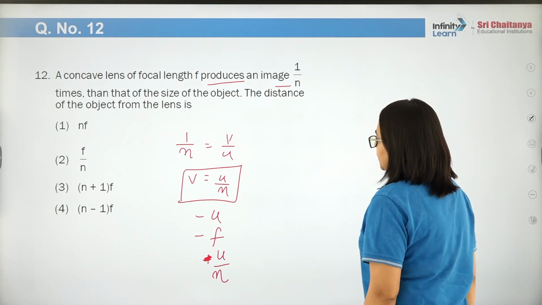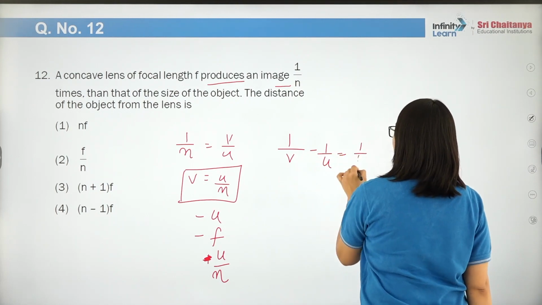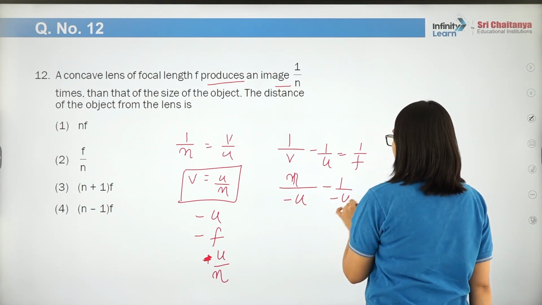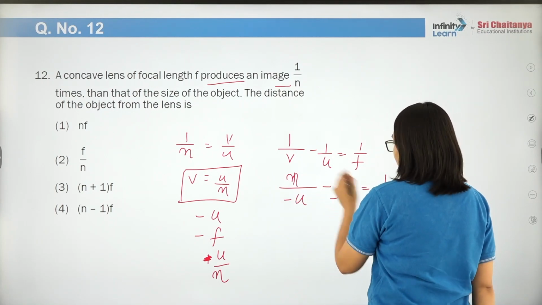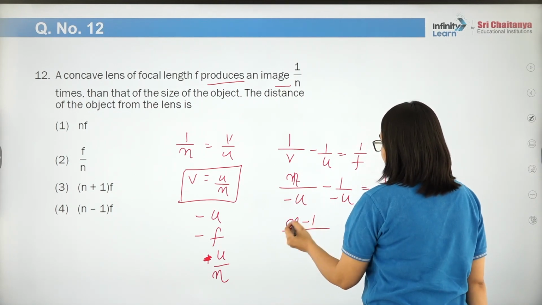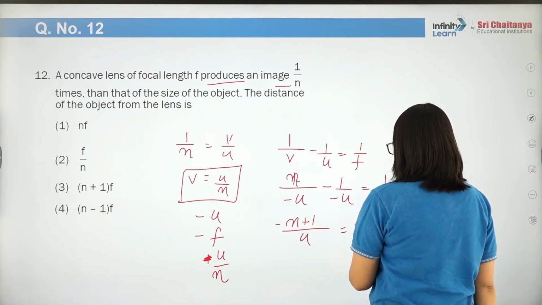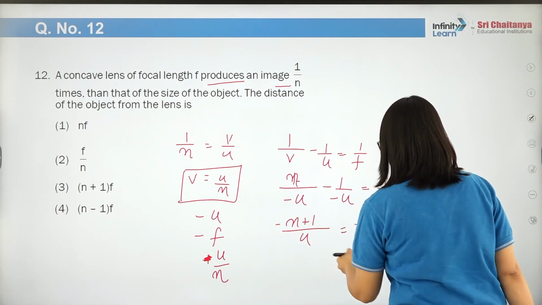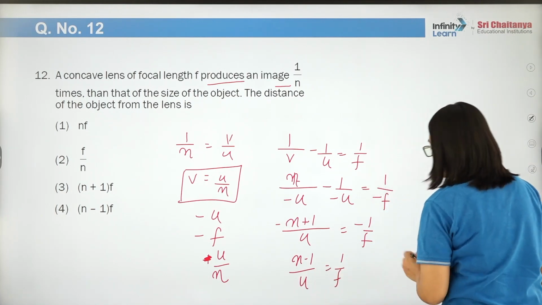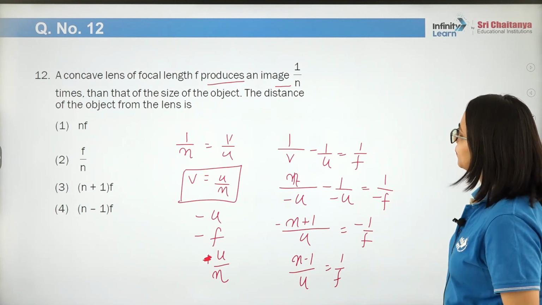Okay. So after putting all these values, if you write 1 upon v minus 1 upon u is equal to 1 upon f, it will be 1 upon u upon n minus of minus u is equal to 1 upon minus f. So it will be n minus 1 upon u is equal to minus 1 upon f. So if you multiply minus on both the sides, it will be n minus 1 upon u is equal to 1 upon f. So u is equal to n minus 1 into f, which is option 4.